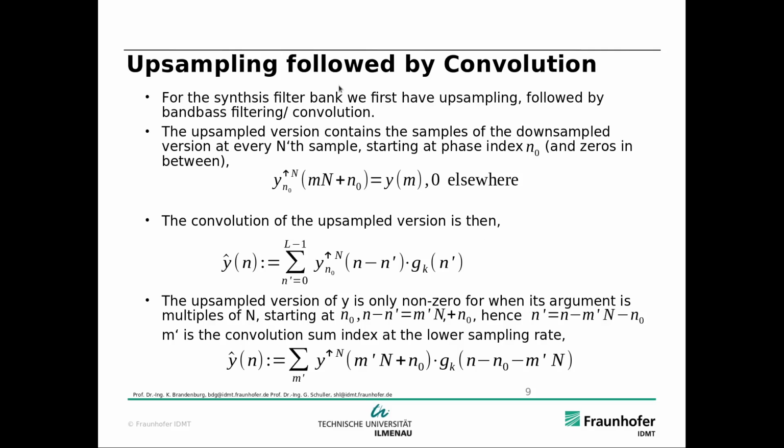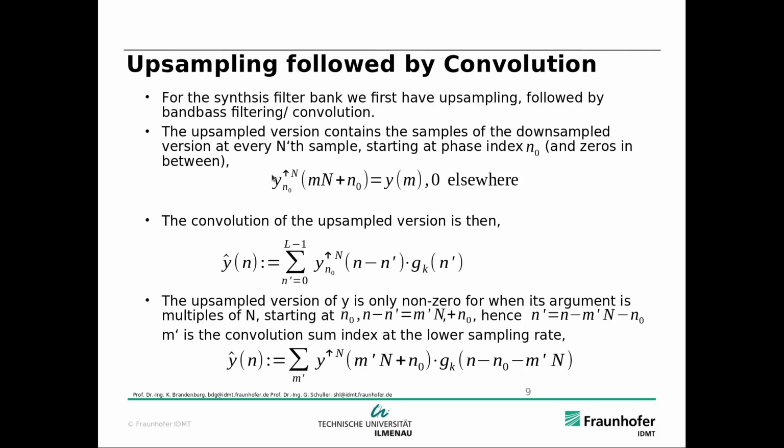Yeah, similar for upsampling followed by convolution, which is in the synthesis filter bank. So the upsampled version contains the samples of the downsampled version of the subband at every Nth sample, starting at phase index n naught, and then zeros in between. Right. So here this happens at the beginning of our synthesis filter bank.